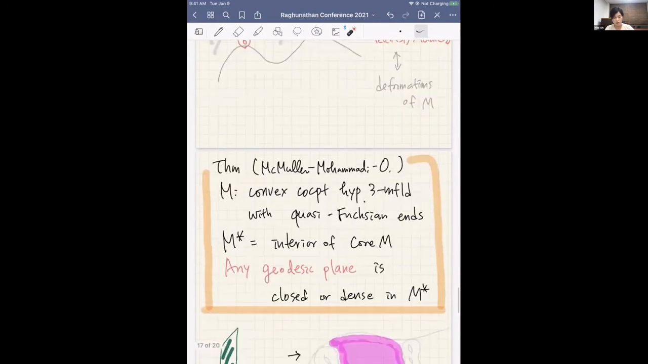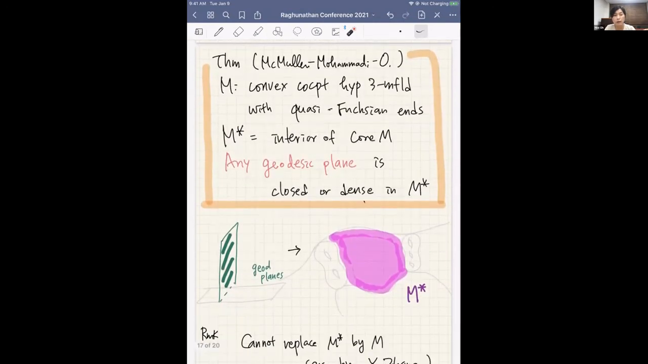Now, with Mohammadi and Oh, we also proved this rigidity theorem for convex cocompact hyperbolic three-manifolds with quasi-Fuchsian ends. But this time, it's not about the horocycle; our theorem is about geodesic planes. I see. Okay, thanks. A geodesic plane corresponds to the orbit of PSL2(R), and we showed that any geodesic plane is either closed or dense if you look at the interior of the convex core.